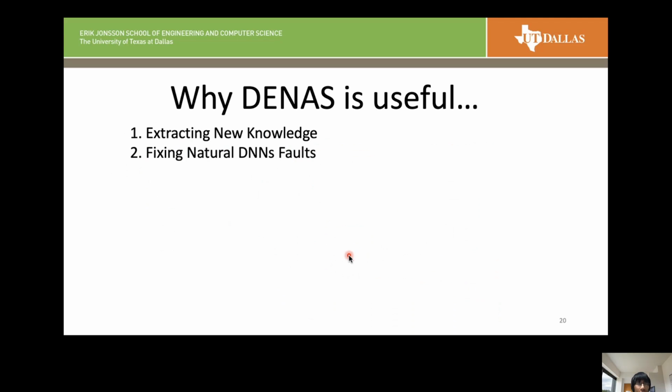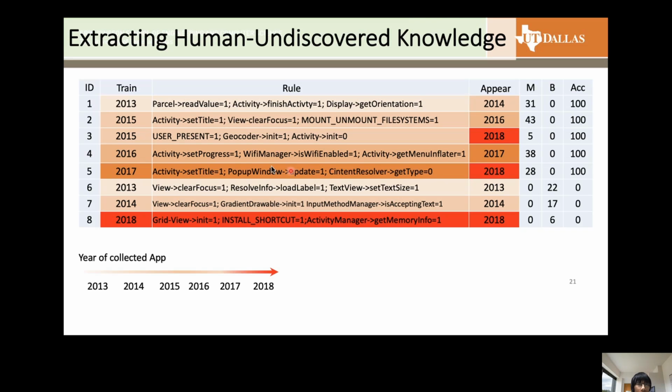Besides the performance evaluation, we also used 2 case studies to show why DENAS is useful, namely extracting new knowledge from neural networks and fixing neural network faults. As shown in this table, the different color rows represent the different years we collected Android apps. The column train means the years we collected apps to train the neural networks. The column rule represents the rules we identified from DENAS. And the column appear represents when the app instances satisfying this rule first appeared.